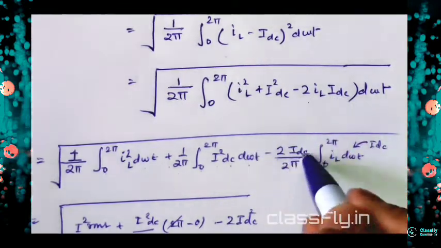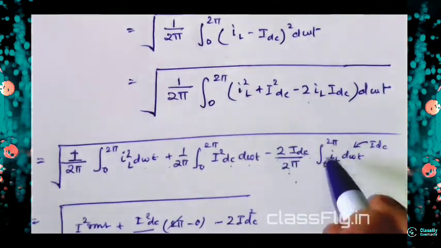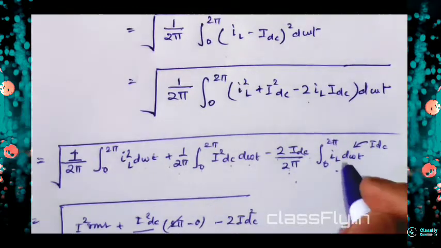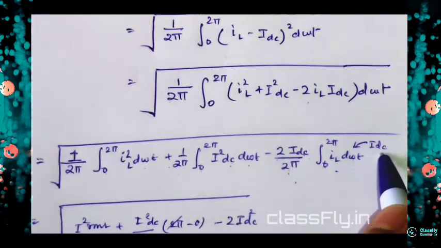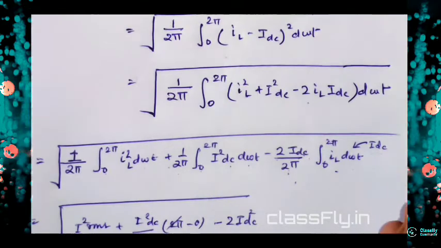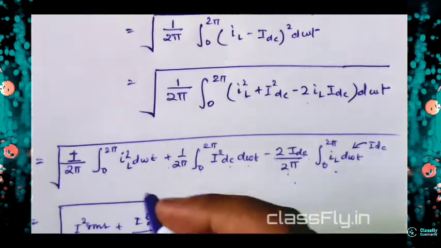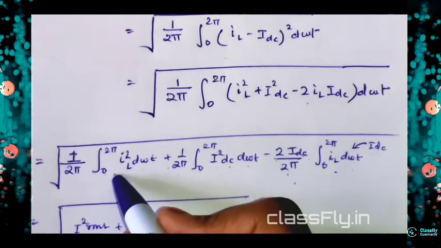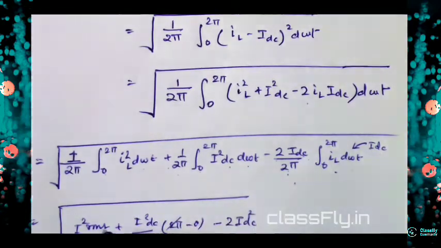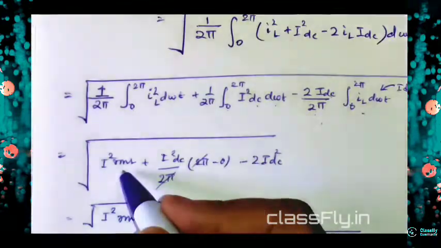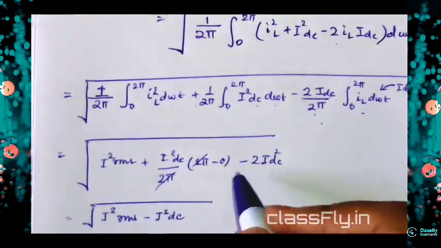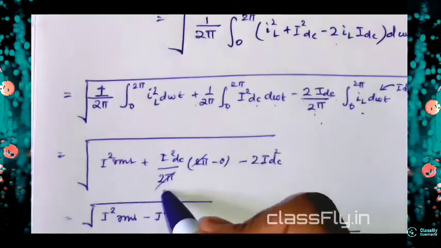This 2 I_DC we take out, times 1 by 2 pi integral from 0 to 2 pi of i_L d omega t. This is basically our I_DC, which we found as the first parameter, right? And this one is the RMS, which we found as the second parameter, so we directly write it as I squared RMS plus I squared DC by 2 pi.